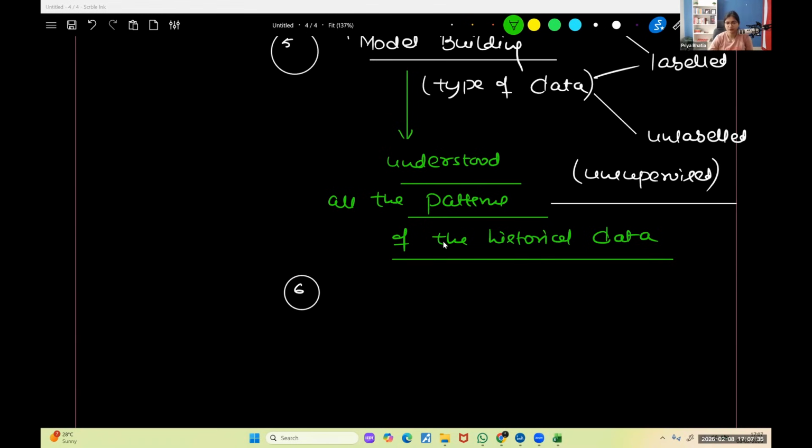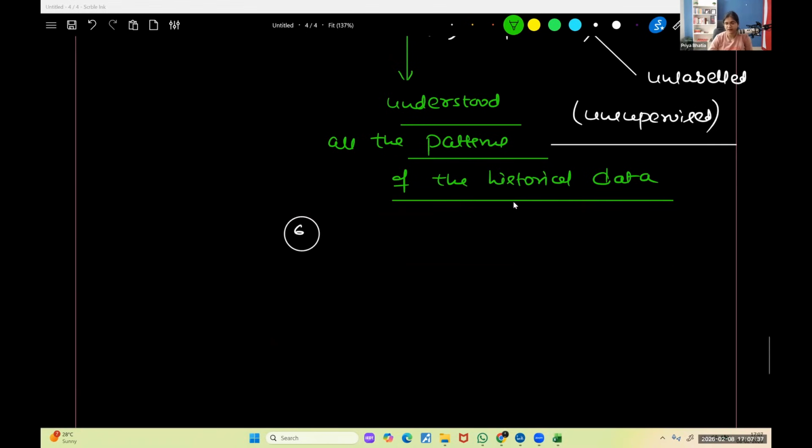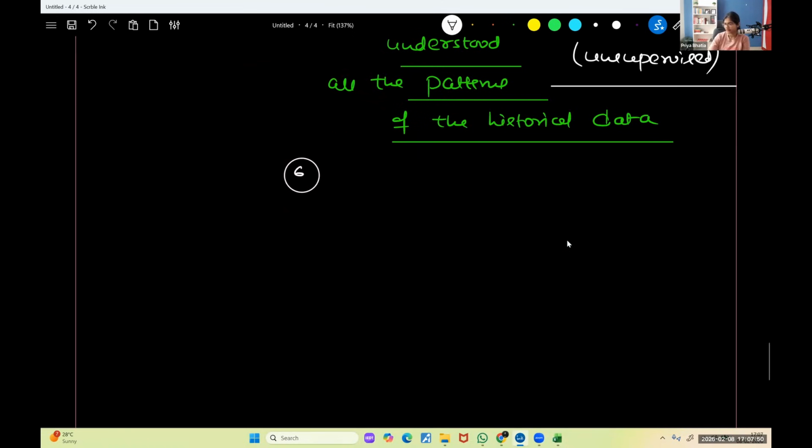Now, when we talk about model building, once the model building phase is done, you can move to the next step of model evaluation.